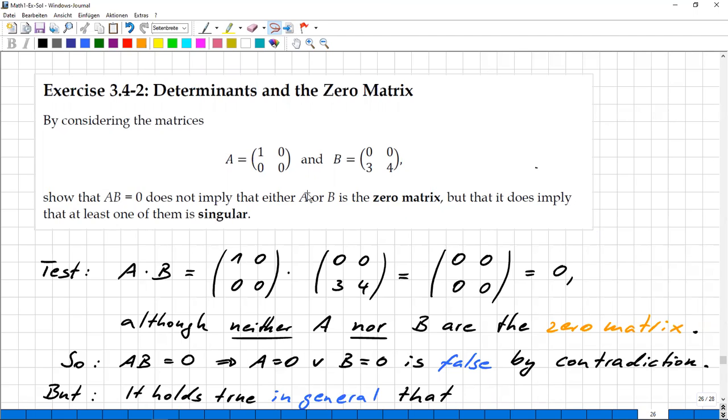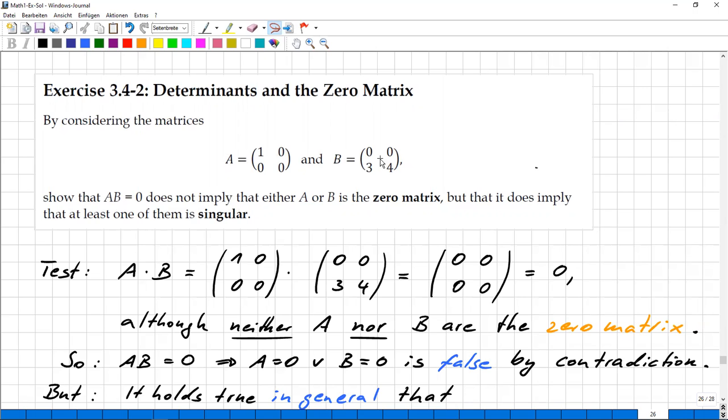Part one. The second part is, although none of these matrices has to be the zero matrix in order for the zero matrix to result as the product of both, okay? None of them has to be the zero matrix. On the other hand, at least one of them has to be singular. Now, don't wonder why in this case both of them are singular. This doesn't matter so much.